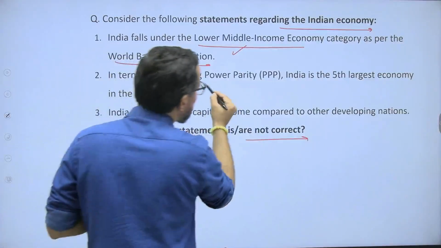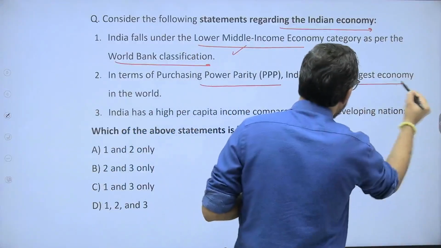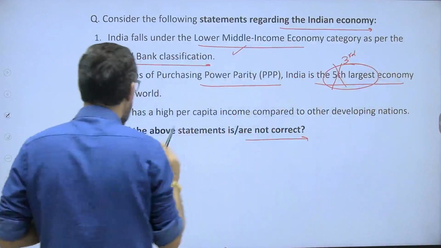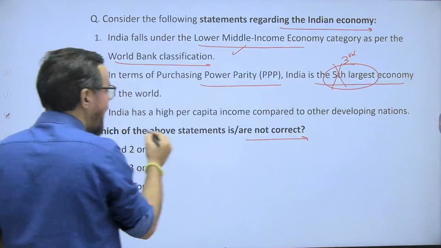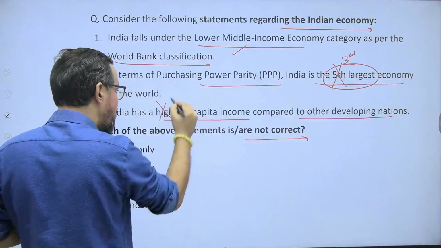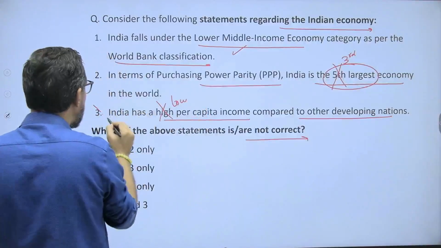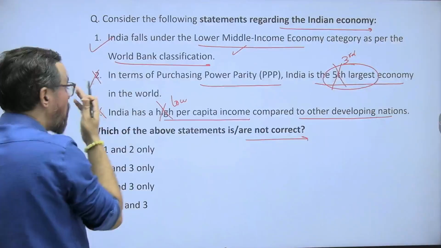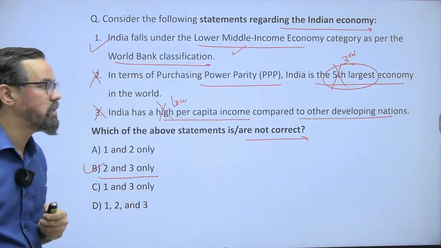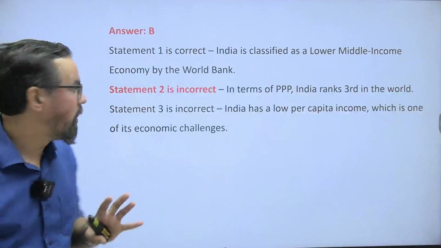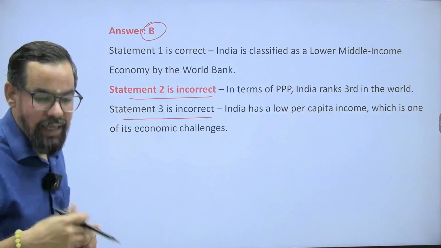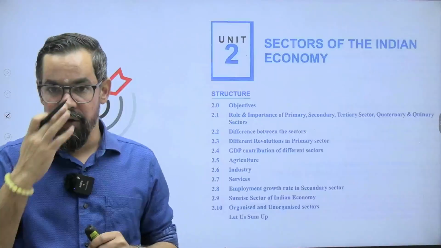In terms of purchasing power parity, India is the 5th largest economy. No, this is wrong. India is the 3rd largest economy as per the PPP rankings. India has high per capita income compared to other developing nations. No, this is also wrong. We have low per capita income. So these two statements are wrong and the first is right. We have to find the incorrect statements, that means 2 and 3, so option B is the right answer for this question. This kind of question you can expect from your very first unit.